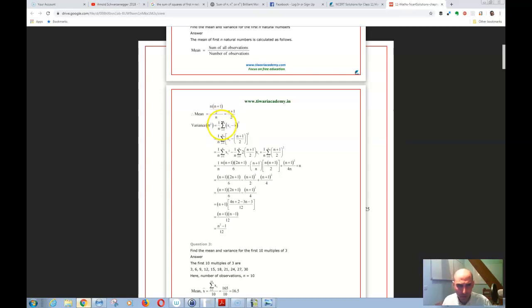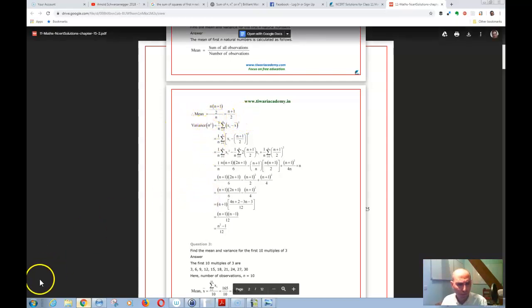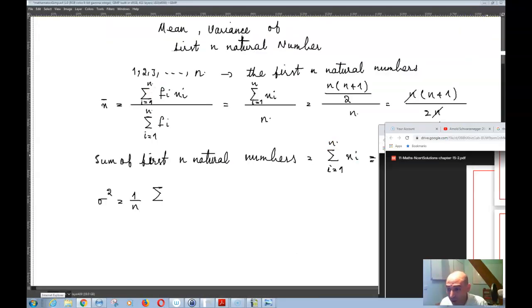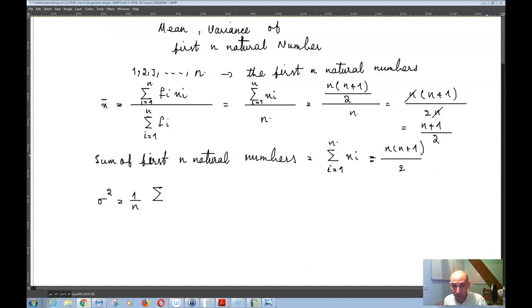I don't understand why in the formula for variance we don't have frequency. Well, they have not written the frequency because we're talking about these natural numbers, and of course the frequency for each observation is 1, so you don't have to write it.